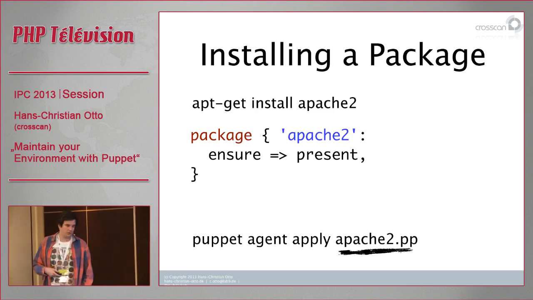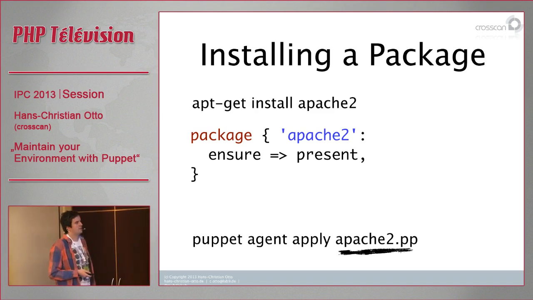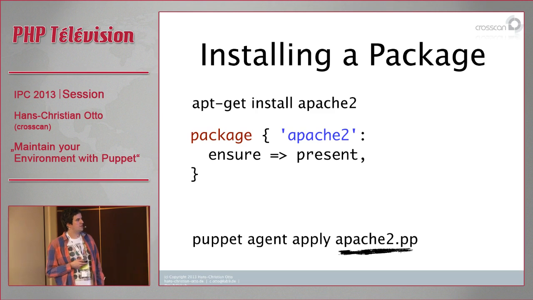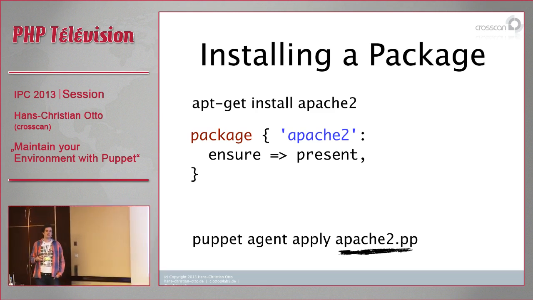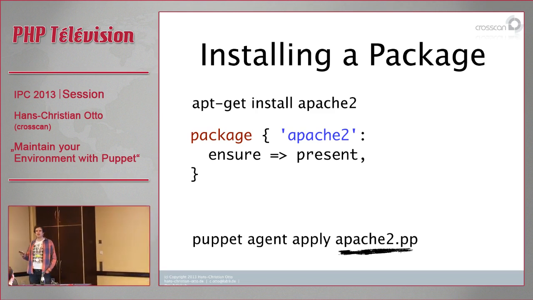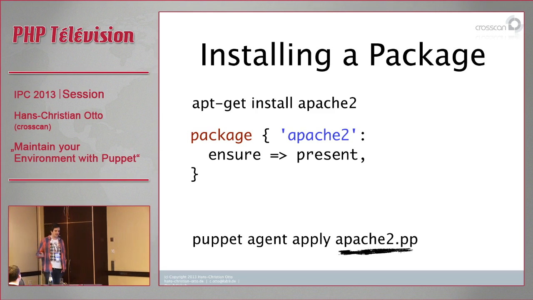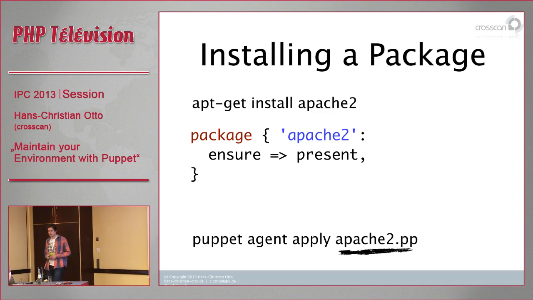So apache2.pp is actually a file name, and this file has to have this content. We define a so-called resource of the type package, give it the name apache2, and say, please ensure that this package, this resource, is present. If we run this now, Puppet is going to install the Apache 2 package. If you run it again, it wouldn't install it again, because it would check: is there a package? Yes, it is. Is that package installed? Yes, it is, so don't do anything. That's important for idempotency.